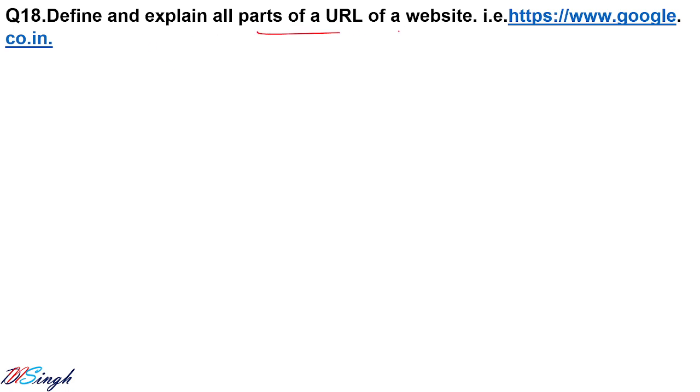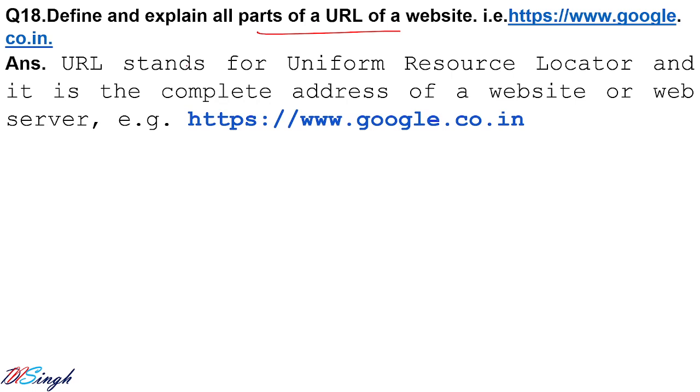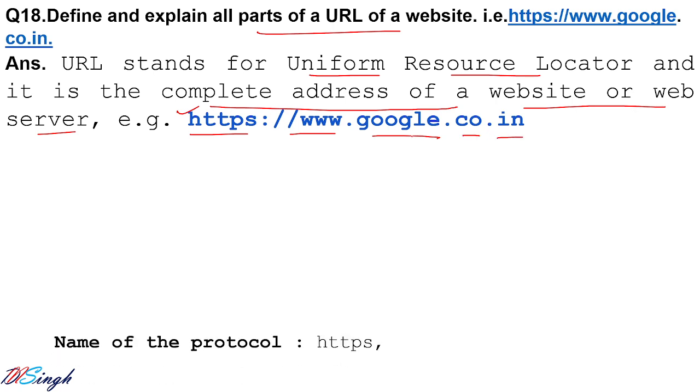Define and explain all parts of URL. What is the full form of URL? Uniform Resource Locator. URL stands for Uniform Resource Locator, and it is the complete address of the website or web server. As we have already seen, a website has a unique address in the world, and with that address we access the website, but the URL has many components in it. So we will see what these components are.